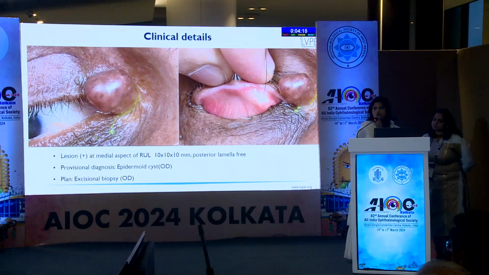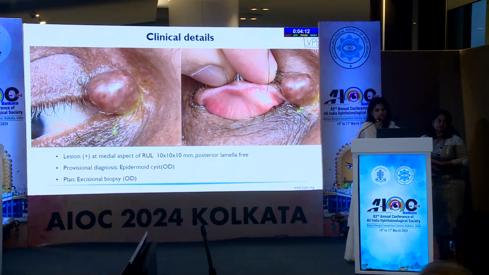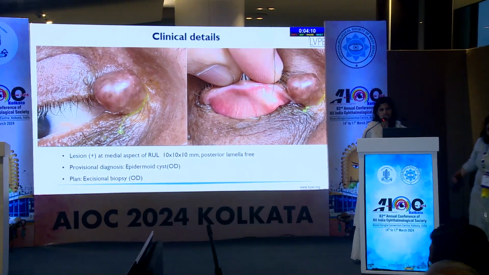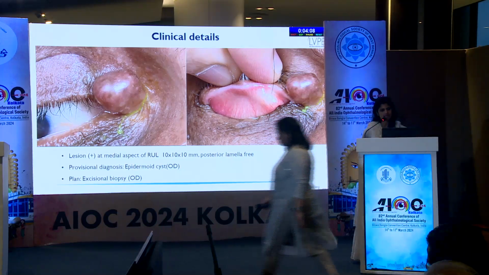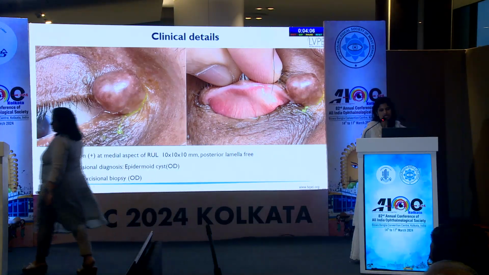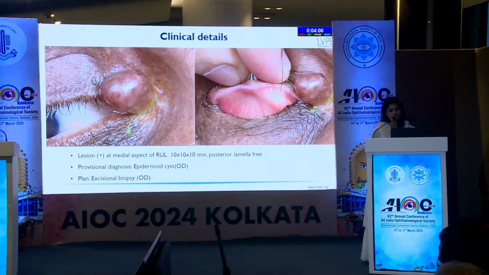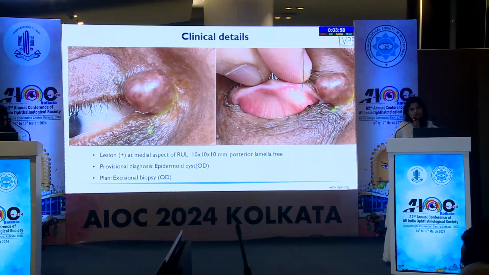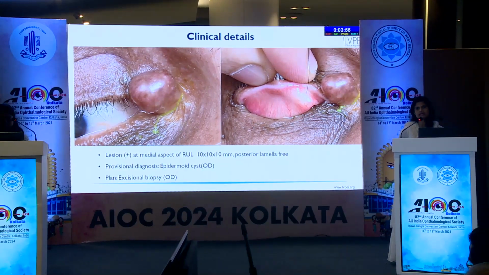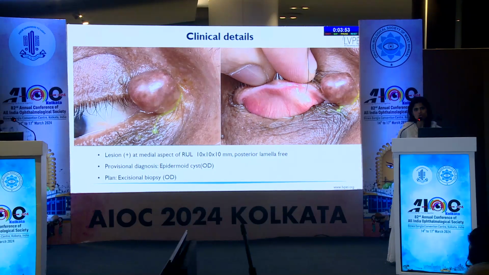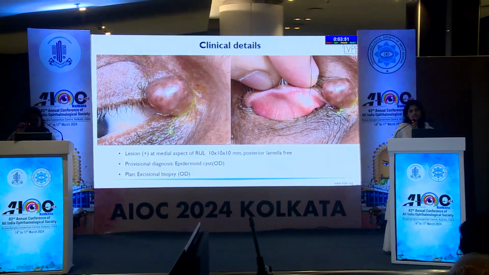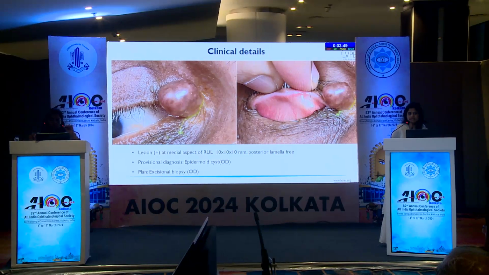Now, if we focus on the lesion, this was the lesion which was present at the medial aspect near the canthal area. And it was purely involving the skin. There was no involvement of the posterior lamella that was noted. Whenever we see an eyelid lesion, what we always want to know is clinically whether it is a benign lesion or whether it is a malignant lesion.